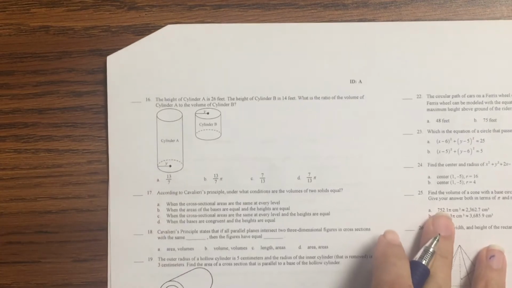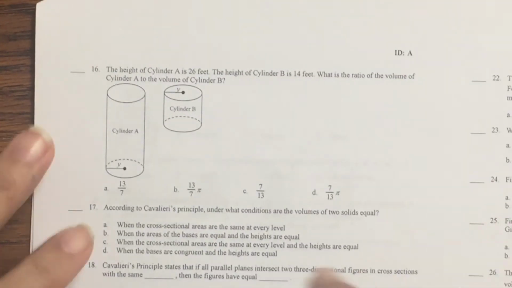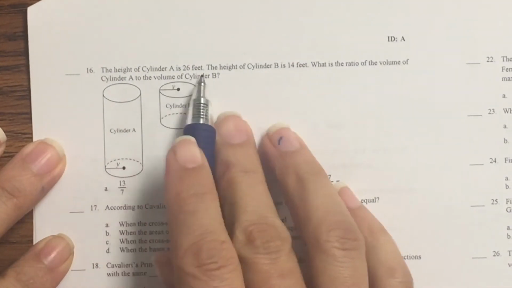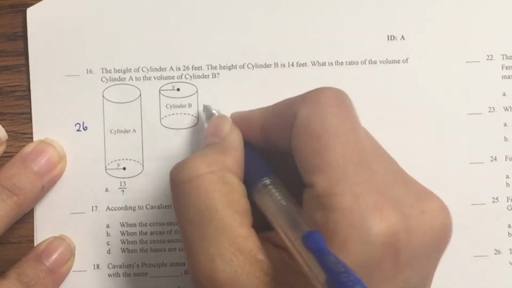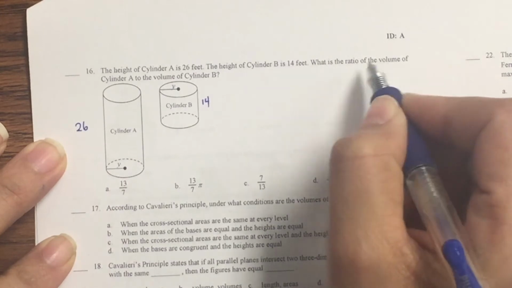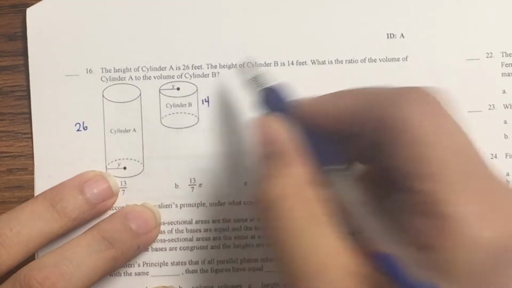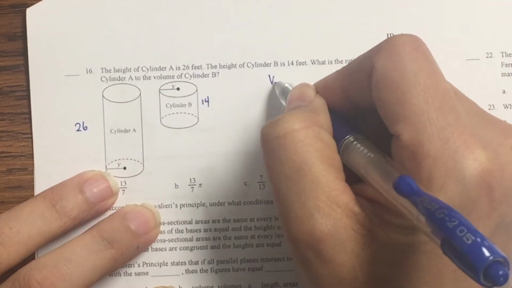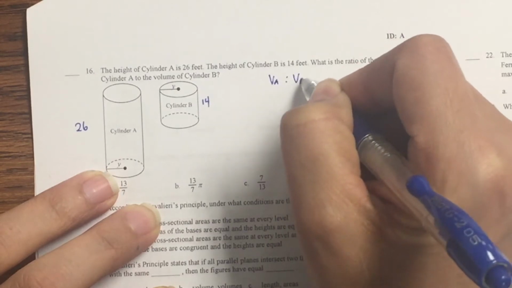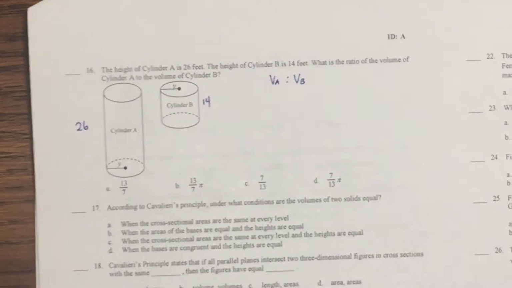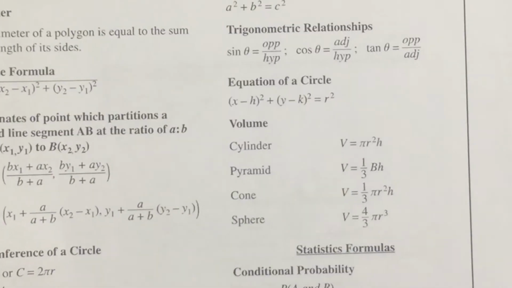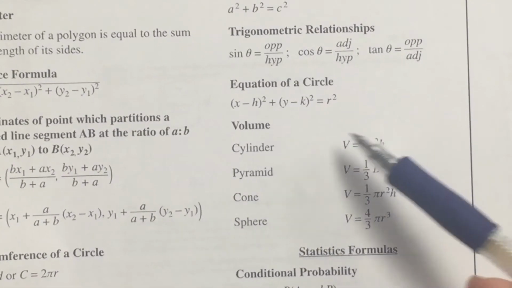All right, number 16. The height of cylinder A is 26 feet. The height of cylinder B is 14 feet. Find the ratio of the volume of cylinder A to cylinder B. So volume of A to volume of B. Well, what's the volume of a cylinder? Again, formula sheets. I'm looking for volume of a cylinder. Bam, right there. Write it down.